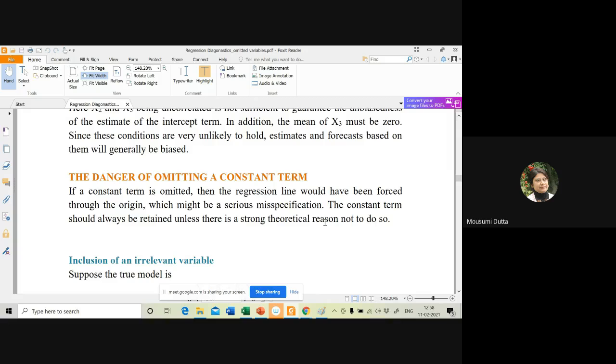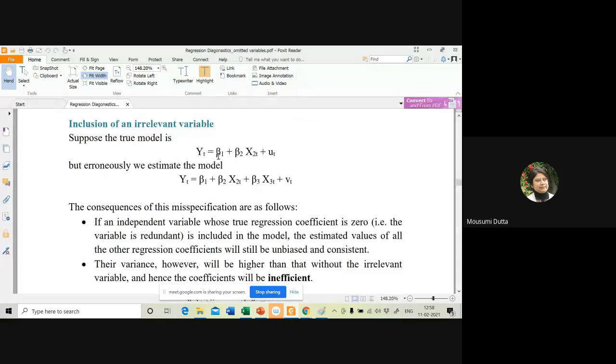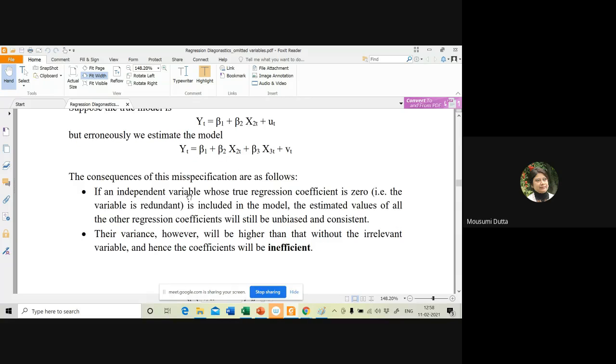Now, in a similar fashion, we can do the reverse. That is, inclusion of irrelevant variables. In that case, your true model will be the model with fewer variables, and erroneously you estimated a larger model. The true model is the model with fewer explanatory variables. However, you are incorporating extra information here. The consequences of this misspecification are as follows. If an independent variable whose true regression coefficient is 0 is included in the model, the estimated values of all other regression coefficients will still be unbiased and consistent.